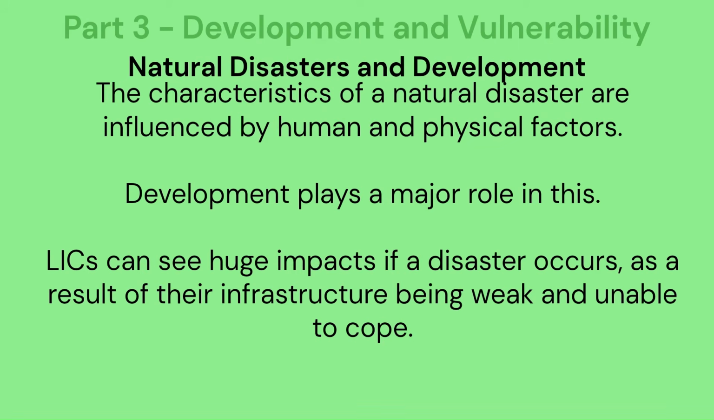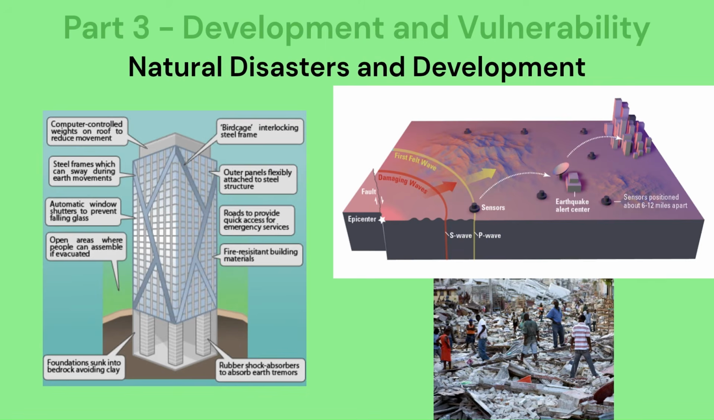The characteristics of a natural disaster are influenced by human and physical factors. Development plays a major role in this. Low-income countries can see huge impacts if a disaster occurs, as a result of their infrastructure being weak and unable to cope. Let's look at some factors that influence this. Developed countries suffer higher but short-term economic losses, whereas the social and economic impacts are far more long-term in developing countries. Poorer people in developing countries are often marginalized socially, politically, and geographically, meaning they may not receive early warnings on the hazard, increasing their vulnerability.